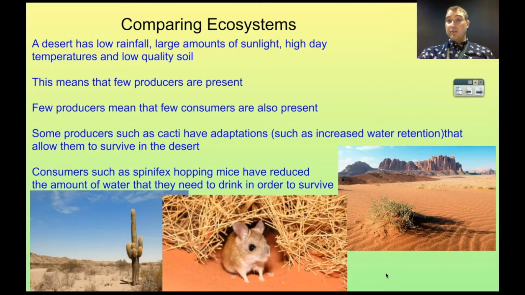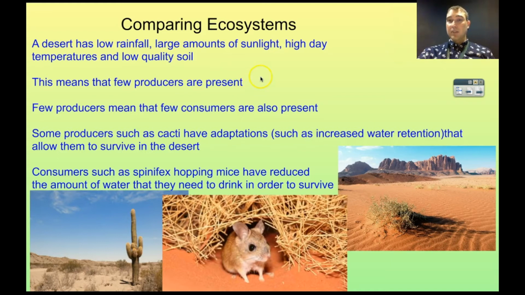So let's compare our rainforest to a desert. So in a desert you have low rainfall, large amounts of sunlight, high day temperatures, and low-quality soil. So because of this, you don't get too many producers. Even though there's large amounts of sunlight, which producers could take advantage of, the low-quality soil and high temperatures, plants don't do particularly well there.